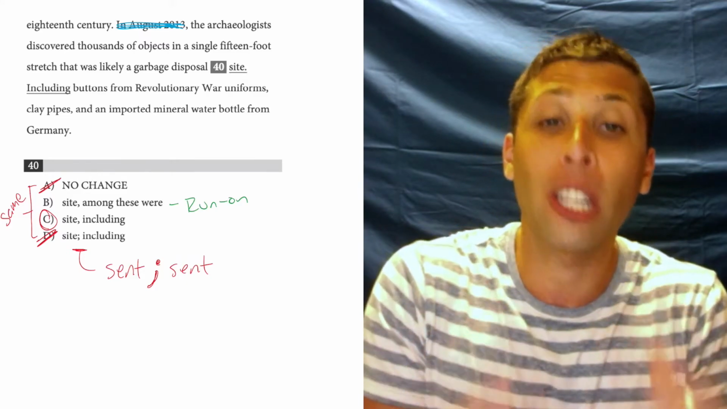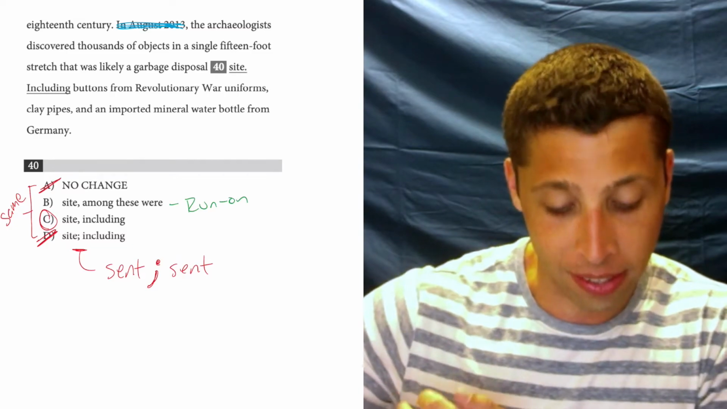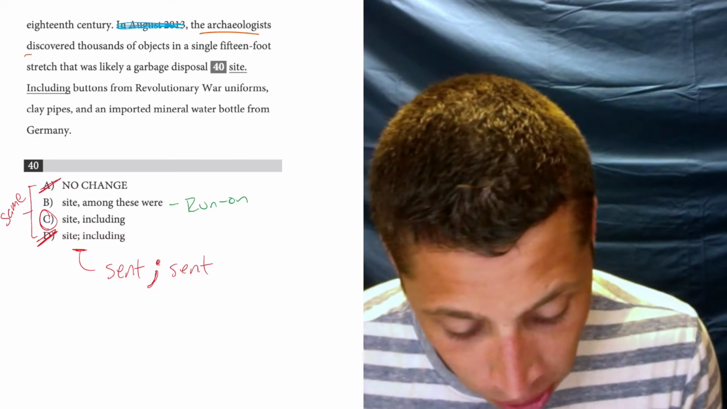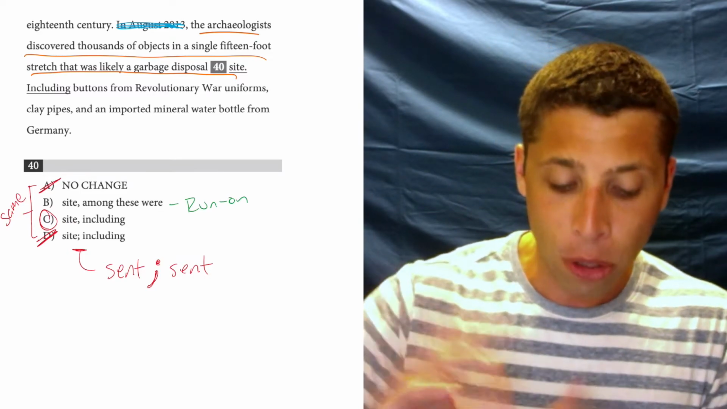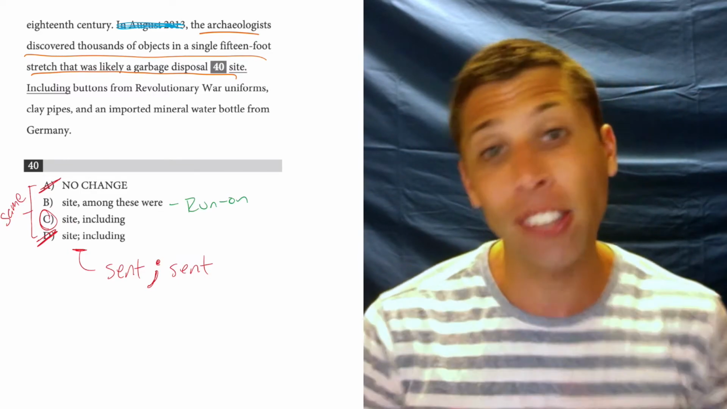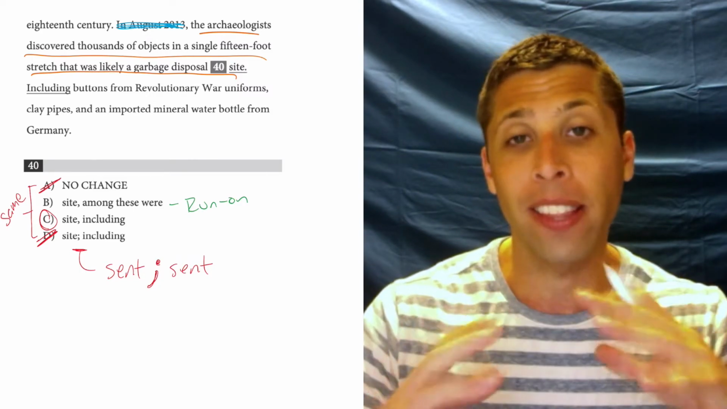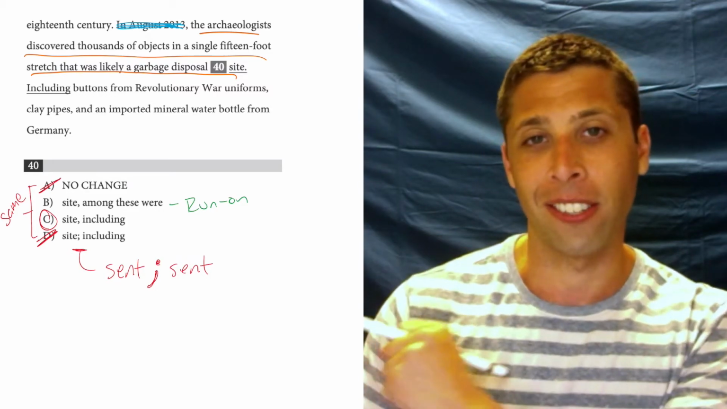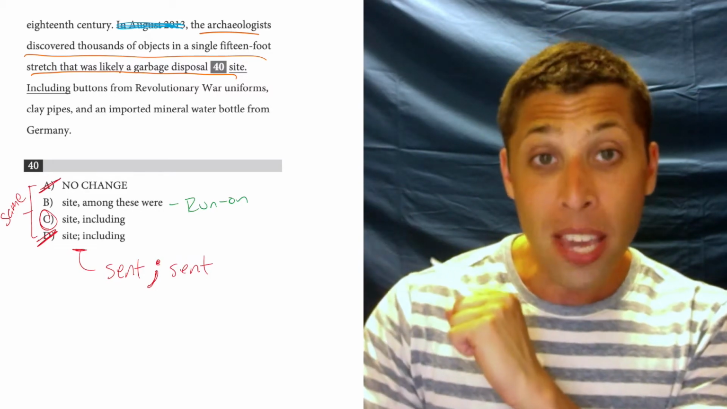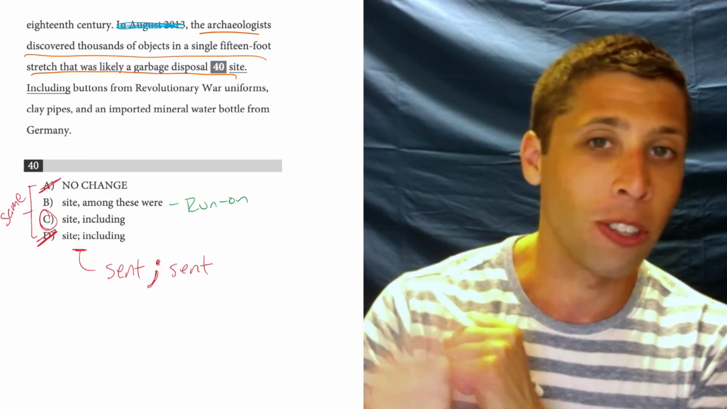It creates a clause that is dependent upon the main sentence that starts with the archaeologists. So this piece is already a sentence. And what choice C is doing is it is attaching a little extra list to the end of that sentence. It is doing it in a way that the list could not stand on its own. It needs the other sentence to survive. B is doing the opposite. It is taking the list and making it so that it could stand alone.